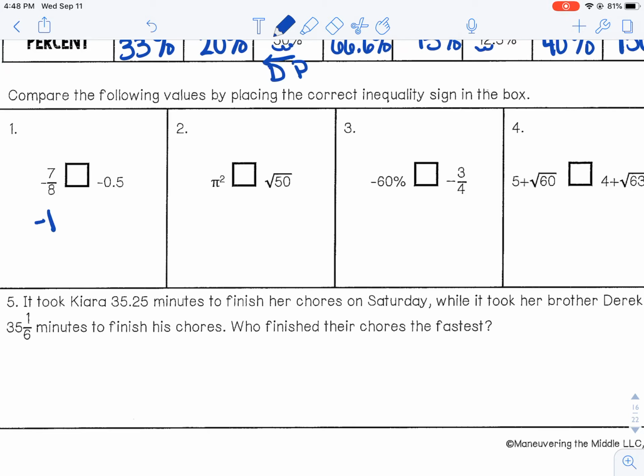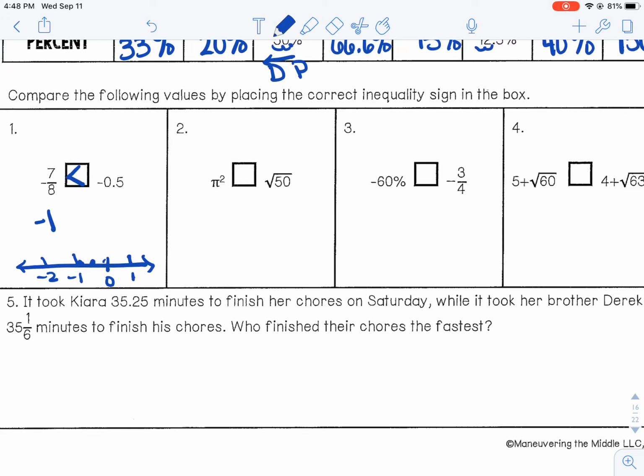So which one is greater? Remember, on your number line, your positive numbers would be over here. We have 0. We would have negative 1, negative 2. And the closer you are to 0 on the negative side, the greater that number is. So negative 0.5 would be about right here. Negative 7/8 would be about right here. So negative 0.5 is greater.